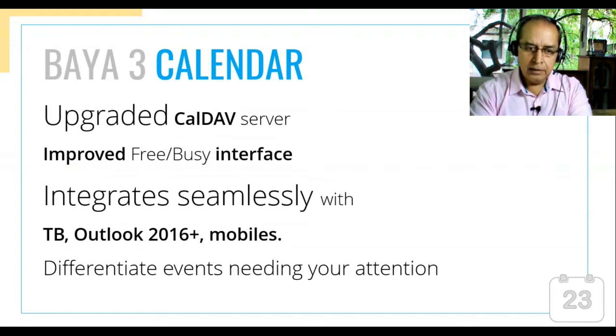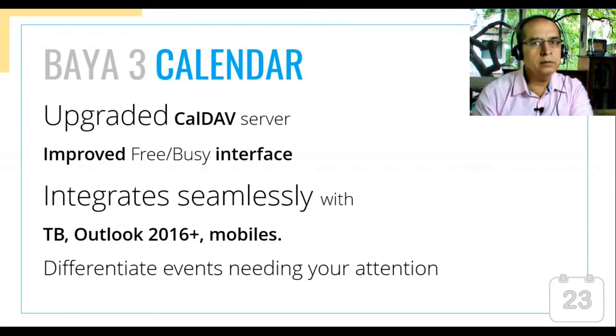Let's see what we've done in the calendar. The first and foremost thing we've done is we've upgraded the backend server. It's a modern, very up-to-date CalDAV server, okay, which gives you a very beautiful interface for FreeBusy. So when you're checking on the schedule of your colleagues, this interface will be very useful to figure out when they are free and when they are busy. It completely and seamlessly integrates with Thunderbird, Outlook 2016 plus and mobiles. Which means that my events which I add on the web client or Thunderbird or Outlook or a mobile seamlessly sync to the other clients as well.